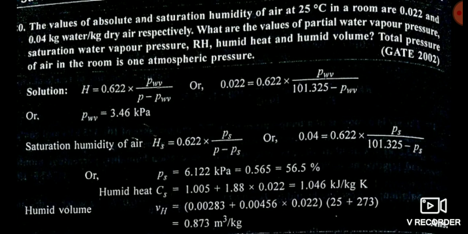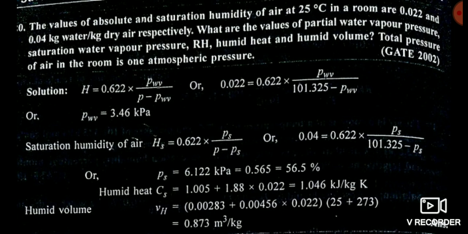And friends, after that it is asking the relative humidity, means RH, and all of us know that RH is equal to partial pressure of water vapor divided by saturation vapor pressure. Here I have not calculated the RH, but you should take the ratio of 3.46 divided by 6.122 into 100, you will get the answer, that is 56.5%. Here I have written the answer but not calculated, you can easily calculate.